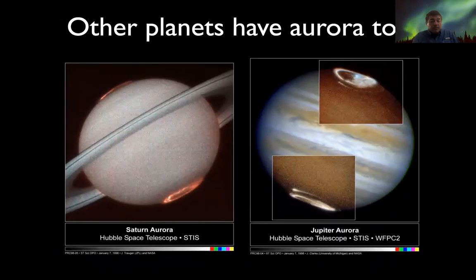Other planets have aurora too. Here we see Saturn and Jupiter, they have aurora. And just like Saturn and Jupiter, our auroras are in both hemispheres, north and south.